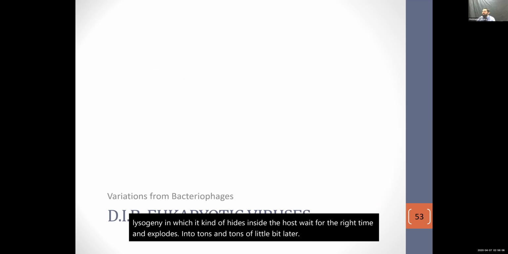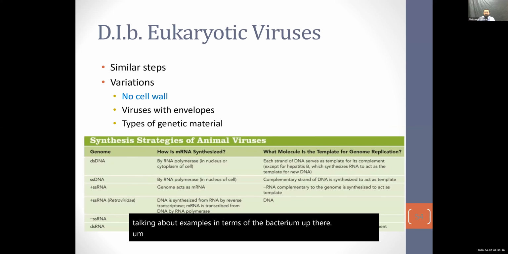All right, so now, how does this look in terms of our viruses? Remember, we were talking about examples in terms of the bacterium up there. Eukaryotic viruses, remember that for us, we don't have a cell wall in terms of humans, although plants do. Which means that our viruses are a little bit more prone to having those envelopes simply because they can steal it from us a little bit more often. And there's really not a lot of variation in terms of our genetic material versus theirs.